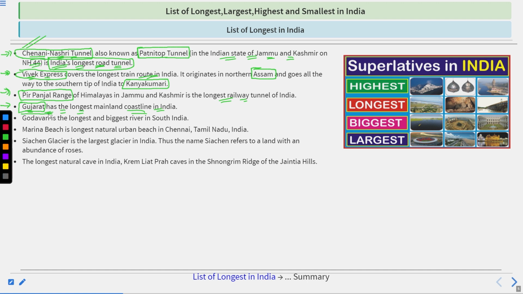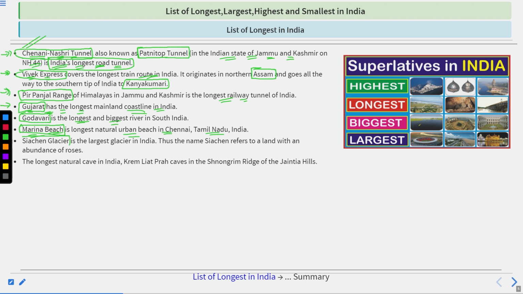Godavari. River Godavari is the longest and biggest river in South India. Marina Beach. Longest natural urban beach in Chennai, Tamil Nadu, India. Okay. If we're talking about Marina Beach, there is one more thing, that is the Mariana Trench. Mariana Trench is the deepest trench in the world, which lies in the Pacific Ocean near the Hawaii Islands. Okay, so remember this. Marina Beach is in India, Mariana Trench in the Pacific Ocean.